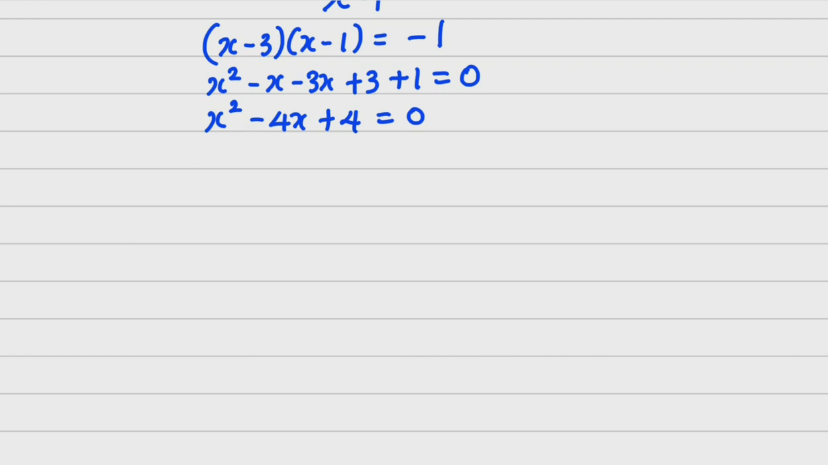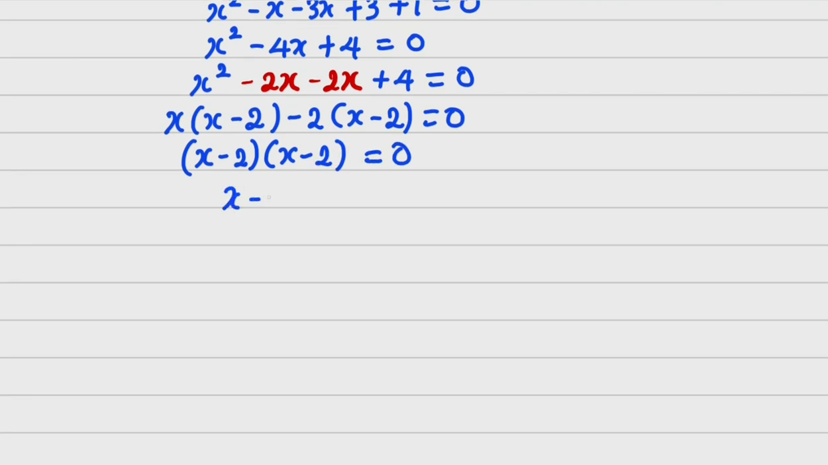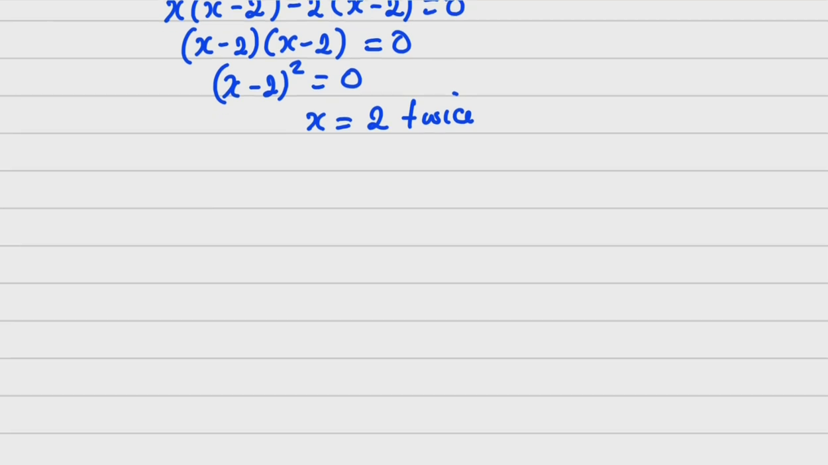Solving it quadratically, I'm going to have x squared, then the factors that I need will be minus 2x, then minus 2x, then, of course, we have our plus 4 is equals to 0. Factorizing further, we have x into x minus 2, then I have minus 2 into x minus 2 is equals to 0. So I have x minus 2 into x minus 2 is equals to 0. So I'm going to have x minus 2 all squared is equals to 0. So that x is equals to 2, but twice. All right. Now, my final answer is x is equals to 2.